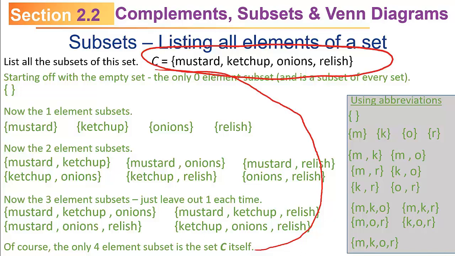So how many subsets does that represent? If you count them, you'll find out that a 4 element set has 16 subsets.